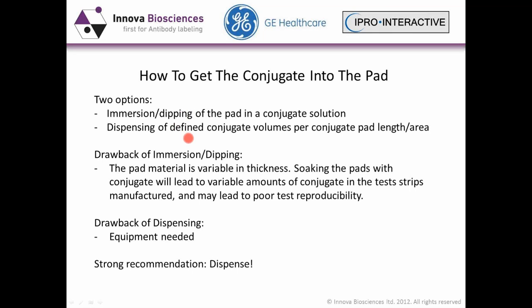The problem with immersion and dipping is that all pad materials are variable in thickness. Your test strip is limited in terms of width, and you have defined the pad length. So variables in pad thickness will lead to variable amounts of conjugate in the test strips in the soaking process, and that means you will have variable test results, and that may give you issues with respect to test reproducibility. And therefore, we strongly recommend dispense your conjugate in defined volumes per centimeter of pad length, because this is the only way you have to guarantee constant reaction conditions from test to test.